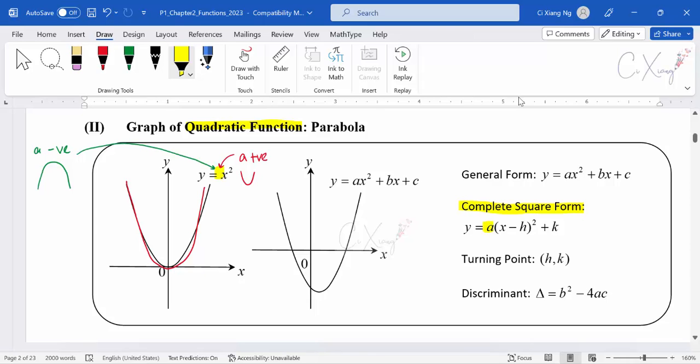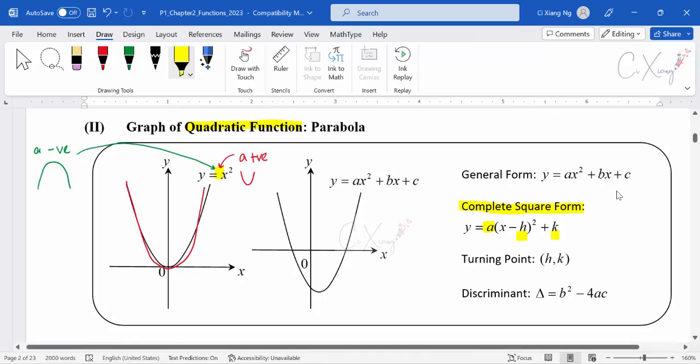As an example, you can know whether the quadratic function is a U shape or an N shape from the value of a here. You can also know the coordinates of the turning point, either the maximum or minimum point, by looking at the values of h and k in the completed square form. All these are very useful information that you can get from this type of equation. So this is generally what we have for the quadratic function, either a U shape or an N shape.